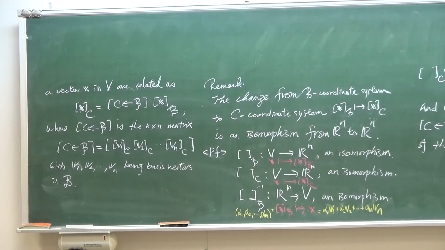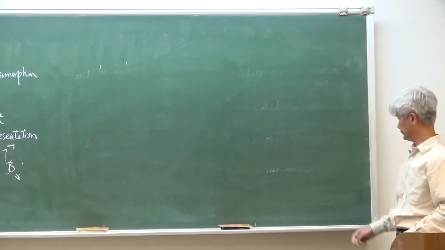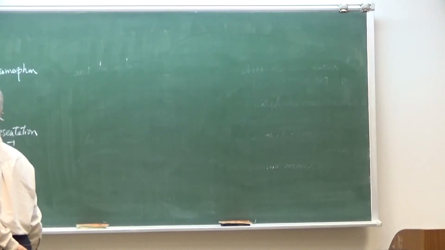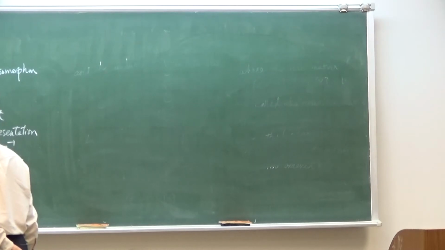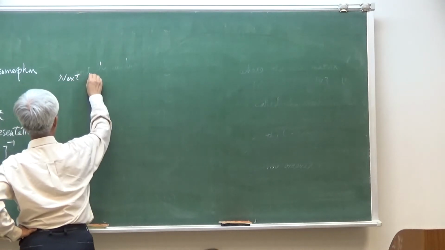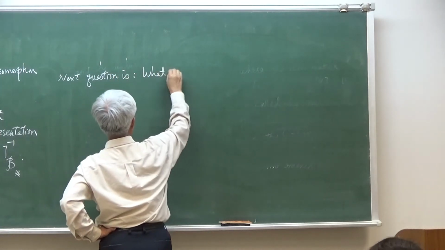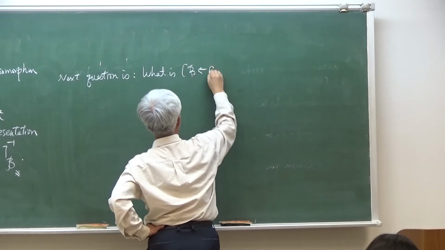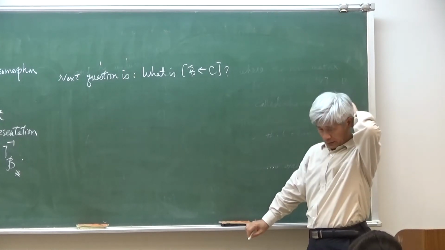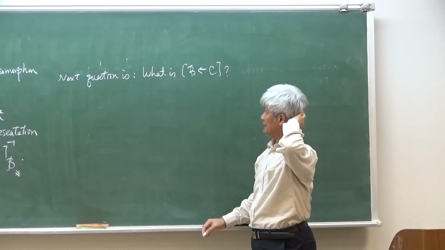Okay, so now the next thing. So the next question is, if we want to know the transition matrix from the C coordinate system to the P coordinate system, what is that?